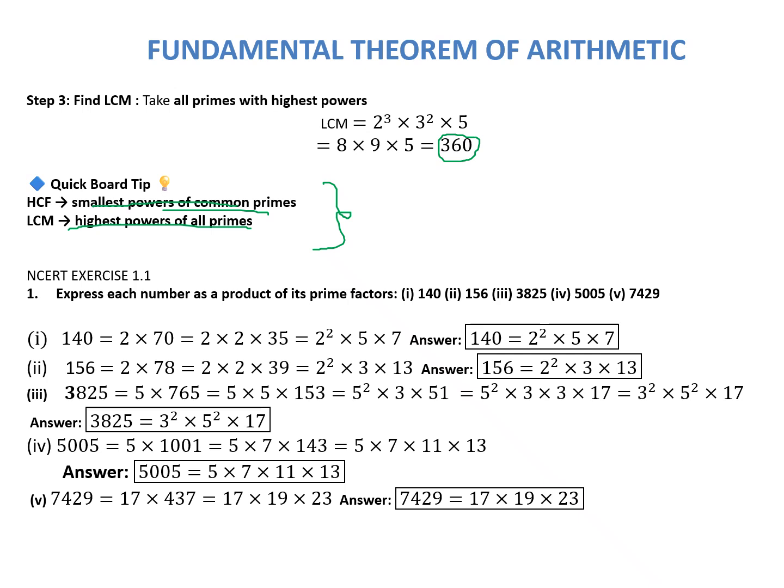Likewise for 3825, when we do the prime factorization, we have the answer 3 to the power 2 into 5 to the power 2 into 7. Likewise 5005, the answer is 5 into 7 into 11 into 13. And for 7429, we have 17 as one of the prime factors, then 19, and then 23. So this is how we break a particular number into the product of prime numbers. We'll move to the next slide and look at other questions for exercise 1.1.